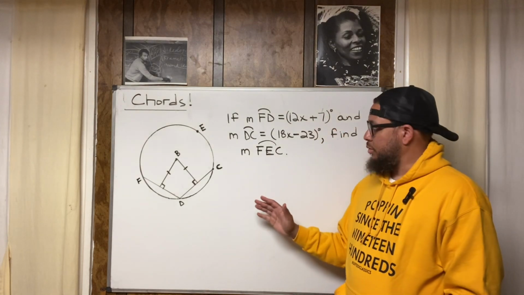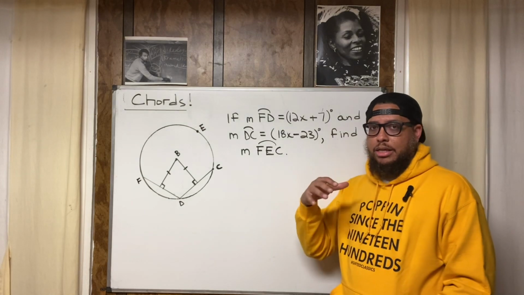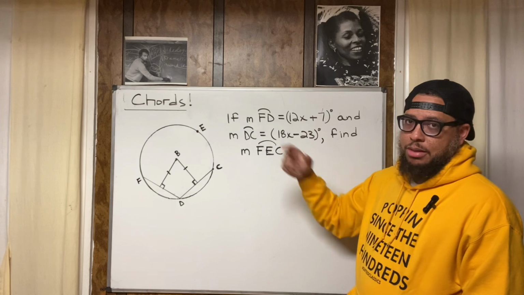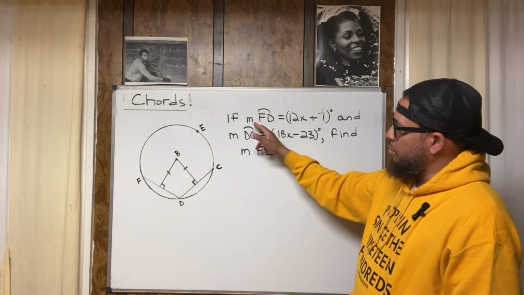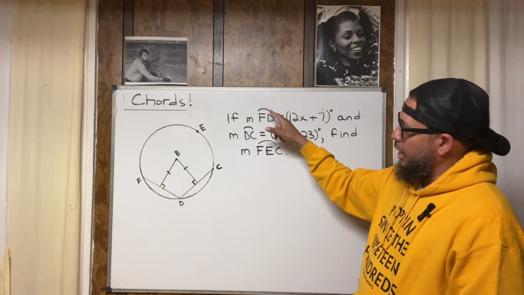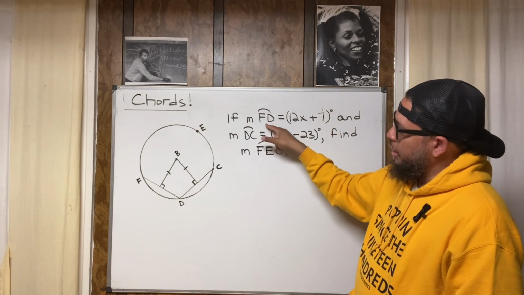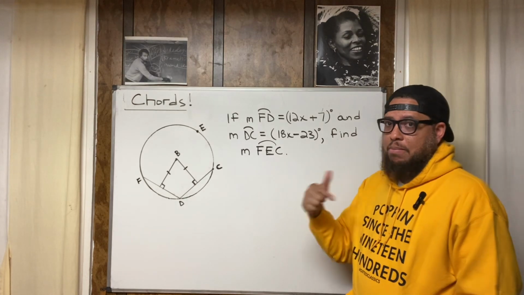Let's read the question. Well, let's read the instructions, I should say. Let's read the instructions, and then we get an idea of what I need to know to figure this out. This says if m, this lowercase m, stands for the measurement of. That's what it means. Lowercase m means the measurement of. If the measurement of arc FD, and how do I know this is an arc? Because of that little curvy symbol up there on top. FD, it's got two letters, so that represents 2 points. That means this is a minor arc.